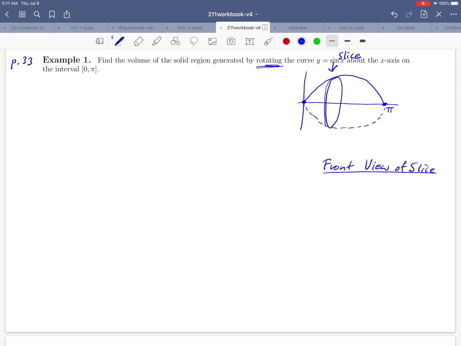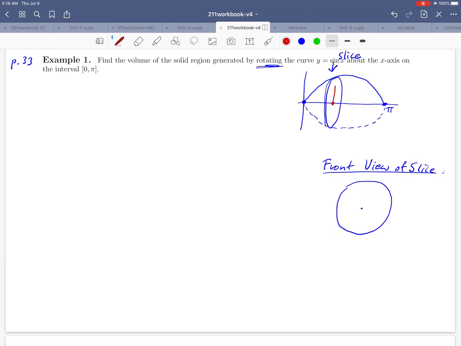Imagine taking that circular slice and turning it towards you so that you're looking at it from the front. The first step to finding the volume of that slice is thinking about the cross-sectional area of that slice. So how do you find the area of a circle? You might remember that the formula for the area of a circle is pi times the radius squared.